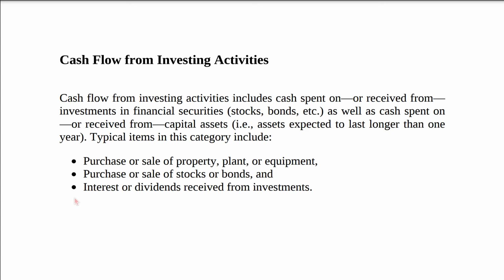It also includes whatever sale of assets or purchase of assets we have made, and while selling the assets we have earned cash, or while purchasing the asset we have spent cash. All those cash inflows and cash outflows become a part of cash flow from investing activities. For example, purchase or sale of property, plant and equipment, purchase or sale of stocks or bonds, and interest or dividends received from investments, all these form part of cash flow from investing activities.